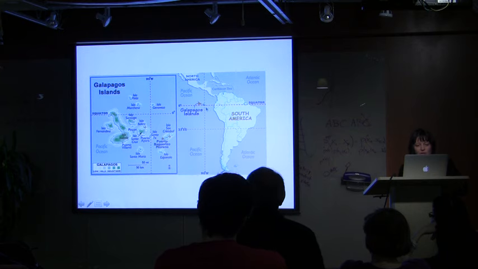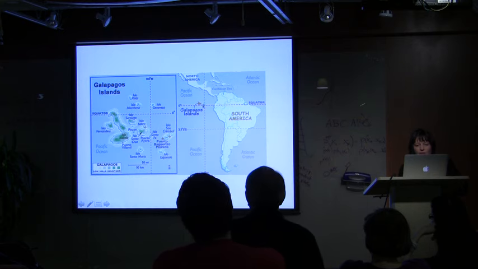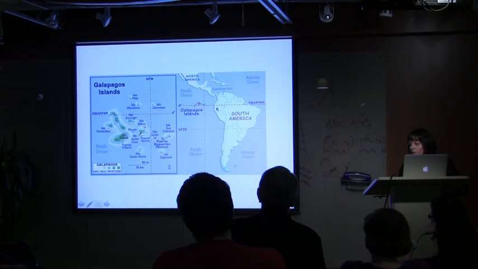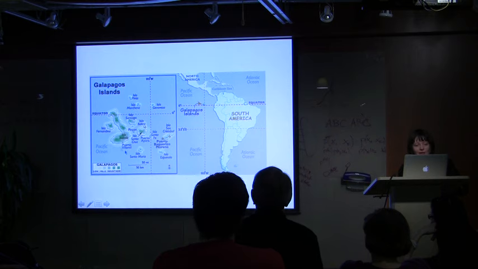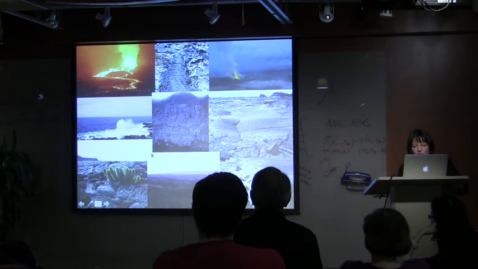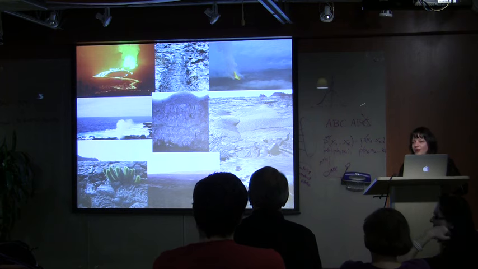So the Galapagos Islands are in the Pacific Ocean. You have to fly to Ecuador. It's part of Ecuador, and this is the islands. These are small volcanic islands, but they are beautiful. I'll just show you a few pictures. Has anybody been there? No? Well, you have to go there.